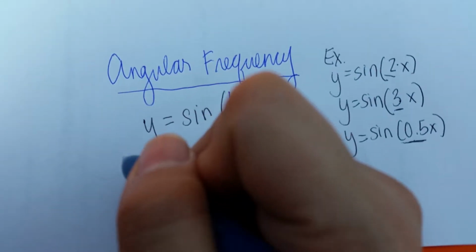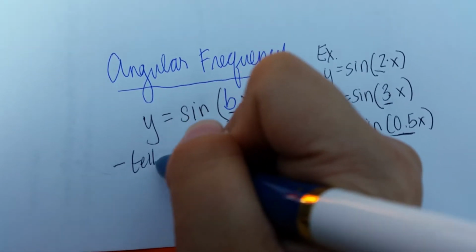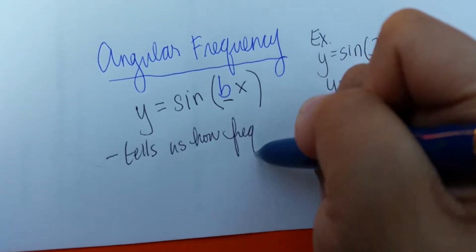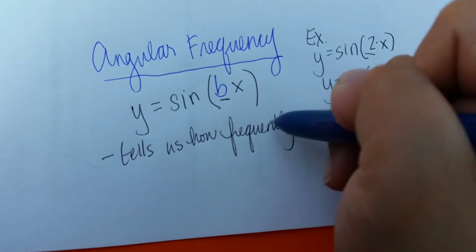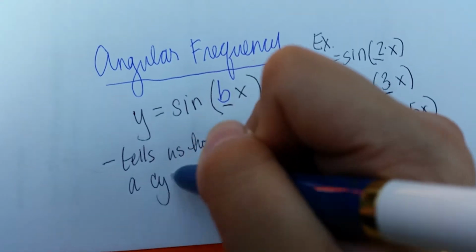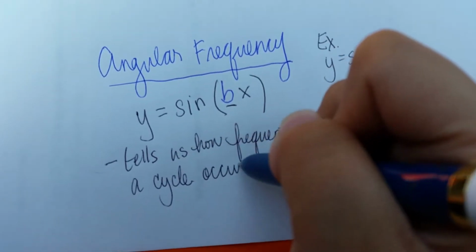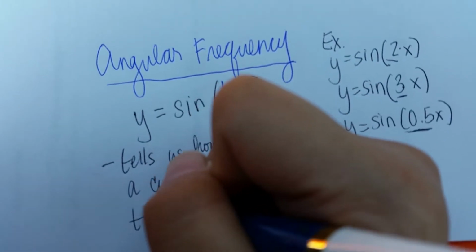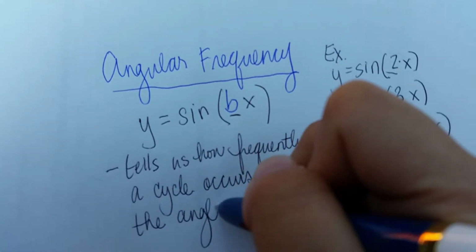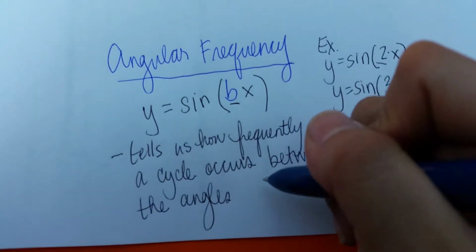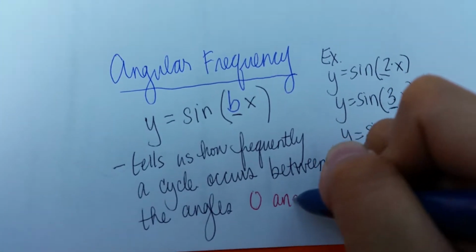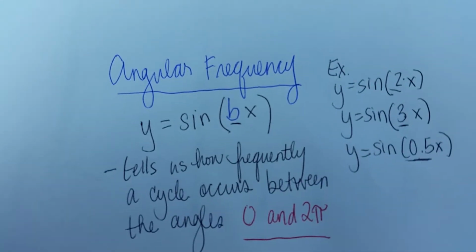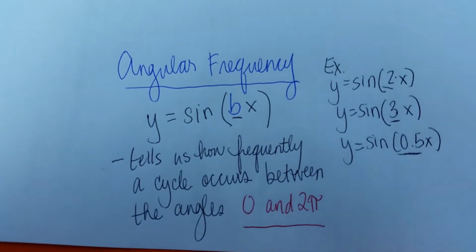So angular frequency tells us how frequently a cycle occurs between the angles 0 and 2 pi. So we're only looking at the angles between 0 and 2 pi.